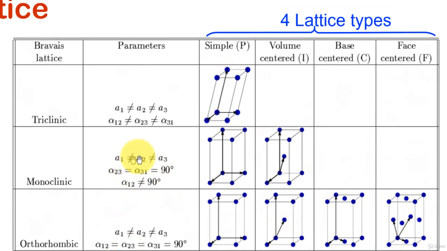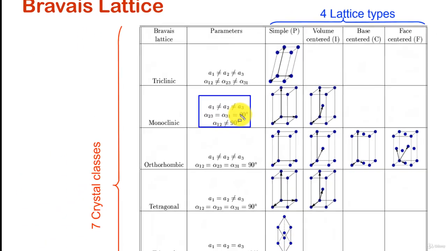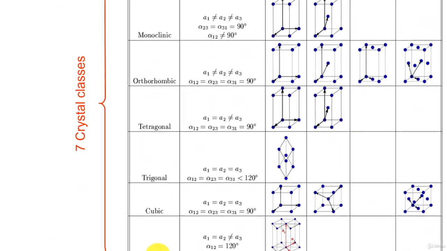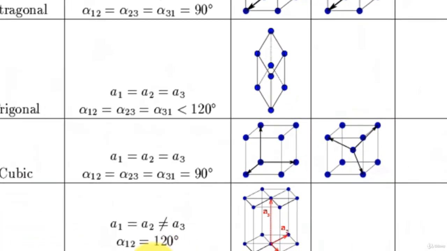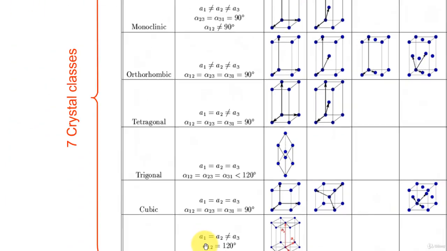Another example is monoclinic lattice. The lattice vector magnitudes are different. The angle between A1 and A2 is not 90 degrees, but the remaining angles are 90. Another example is hexagonal lattice. In hexagonal lattice, A1 and A2 have the same magnitude but differ with A3. The angle between A1 and A2 is 120 degrees and the remaining angles are 90 degrees.